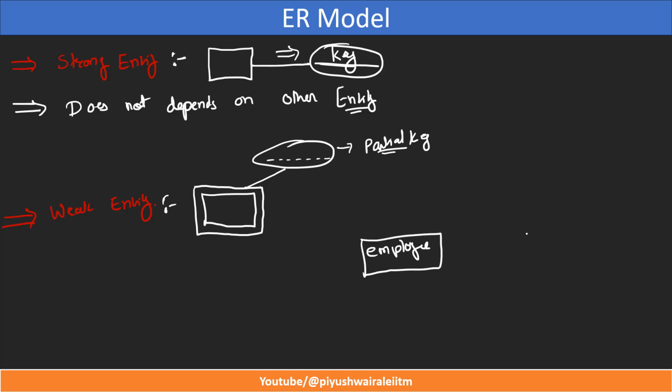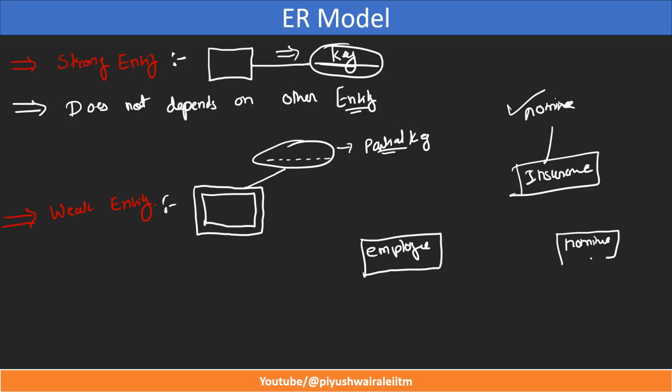And once we go to any company and join as an employee, the company will give us the insurance, right? When we are applying for insurance, we need to give a nominee also, right? Because while filling the insurance form, we need to give a nominee also. So nominee can also be a part of one entity, right? So nominee, what I am saying, is an entity, right? And we have a relationship between them, this is insurance policy.